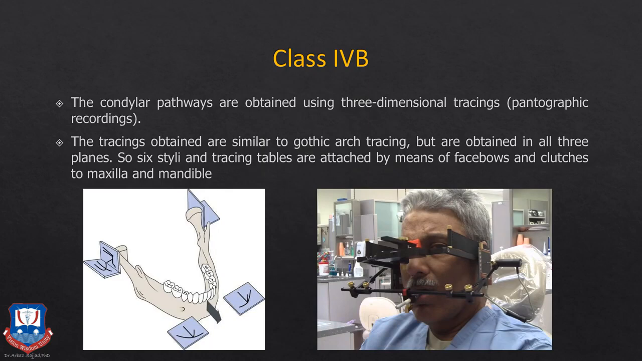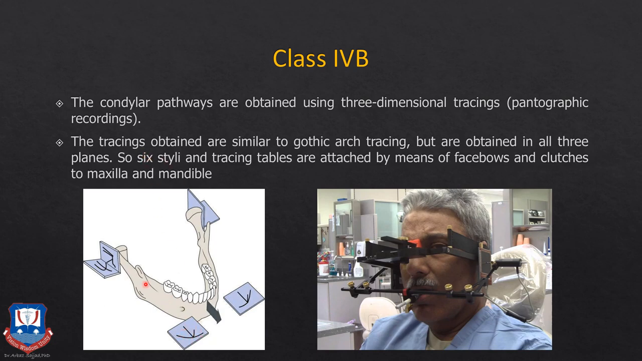So next is the class 4B. This type of articulator does not accept stereographic tracing, but accepts pantographic records and tracing. If you remember, in my last lecture on maxillomandibular relationship, I showed you what a pantograph is and what pantographic tracings are. Basically, pantographic tracings are like we do tracings on graph paper with butter paper over it.